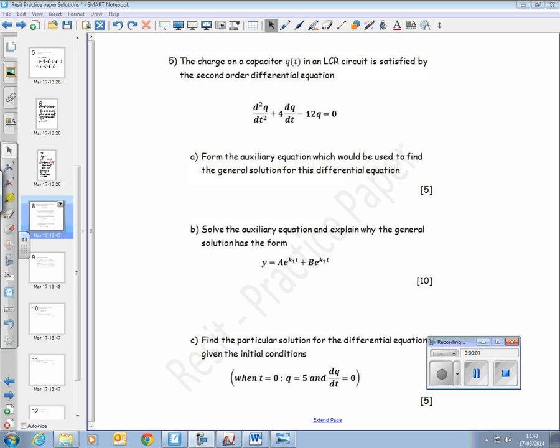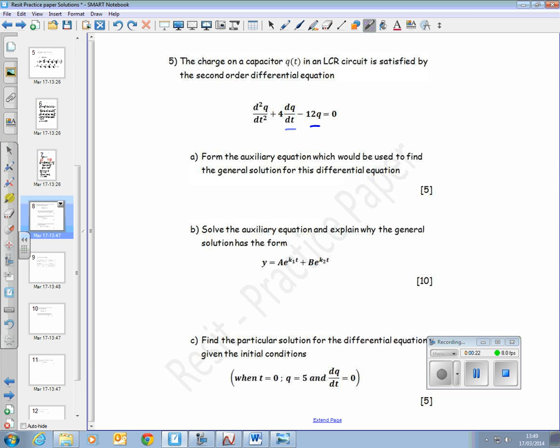Resit practice paper question number 5. We've got to solve this second order differential equation. We've got a double differential in there, a second differential, and so that's what makes it a second order differential equation.